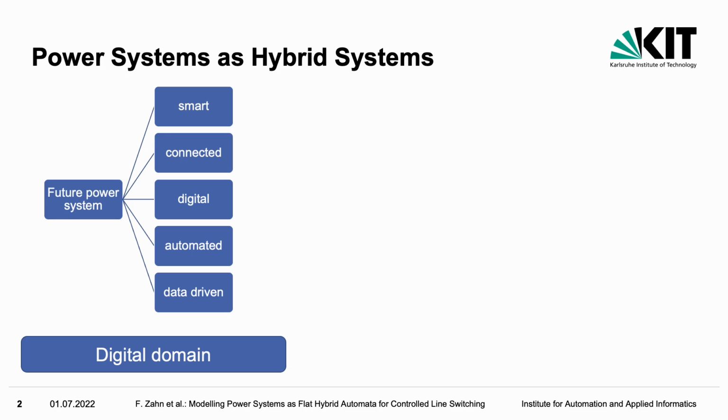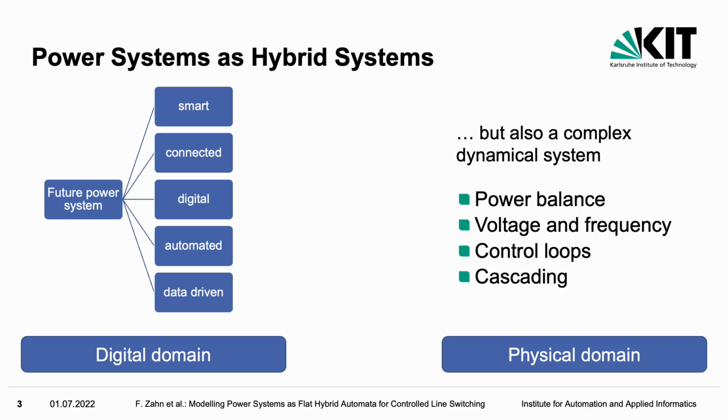When we imagine the future power system, we generally think of a system which is smart, which consists of a lot of connected and communicating devices with largely digital automation and a lot of data and data-driven methods. On the other hand, a power system always is a physical system with complex dynamics and a lot of control loops in order to ensure proper operation of the system.